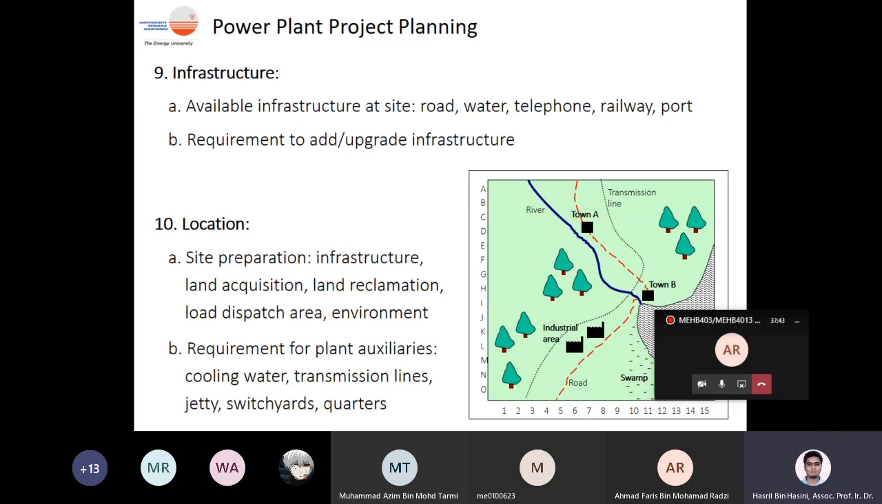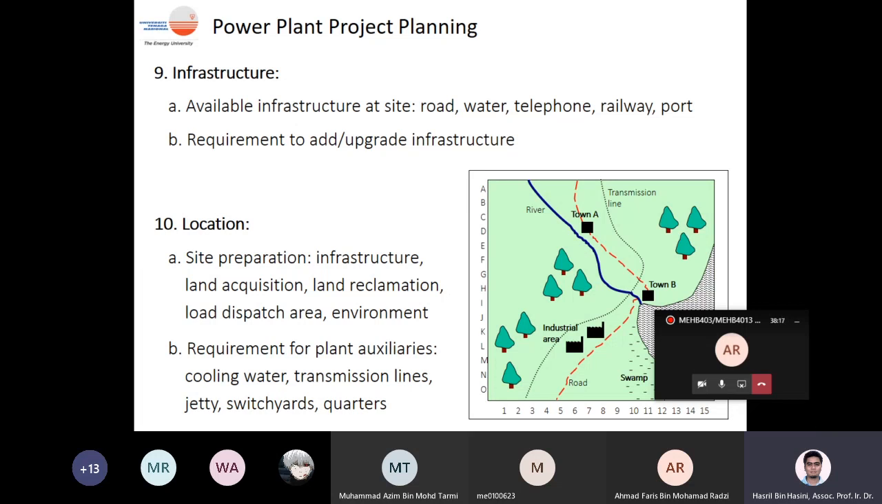Land acquisition. If there is no land, you might want to do land reclamation. Manjung is one example of a land reclamation based project. Then the load dispatch area and also the environment. Requirements for plant auxiliaries as well. Maybe on your site you have to have a supporting plant, a water treatment plant as an example. So those are the plant auxiliaries that we need to take into account.